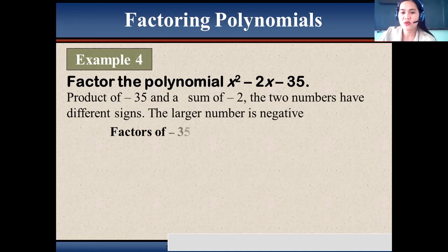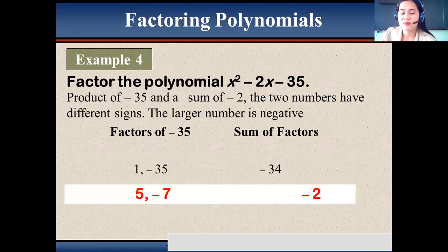Okay. So ano yung factors ni 35? So we have negative 35 and 1. When you add that one, the answer is negative 34. Next, we have also 5 and negative 7. So when you add that one, the answer is negative 2. So therefore, our factors here are x plus 5 times x minus 7.